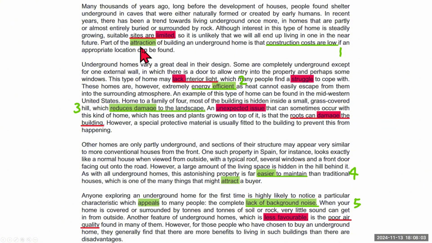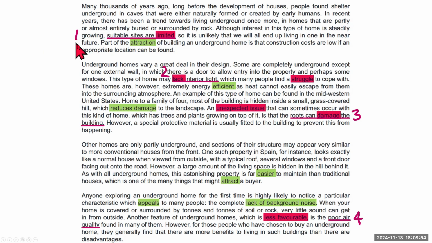So here I have attraction and it says construction costs are low. So my answer is in the same sentence as the keyword. And here the second benefit is that it's energy efficient. The third benefit, reduces damage to the landscape. The fourth one, easier to maintain. And the last one, lack of background noise. The question only requires you to give 4 answers. There are 5 here, so just pick 4.